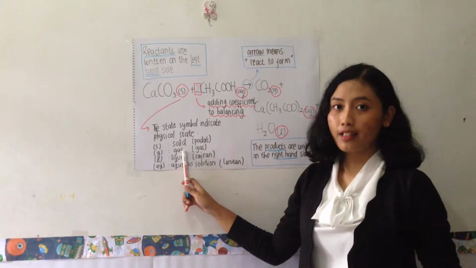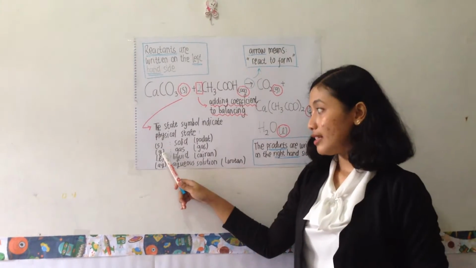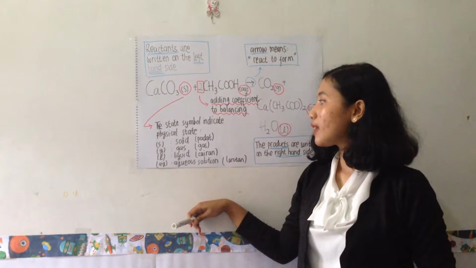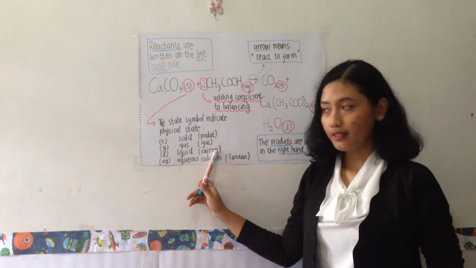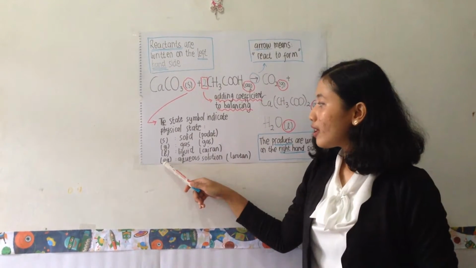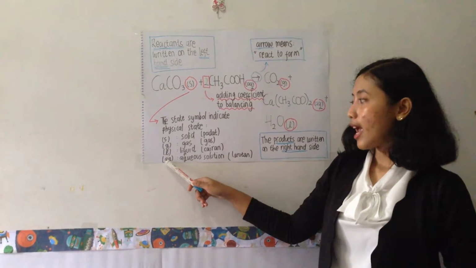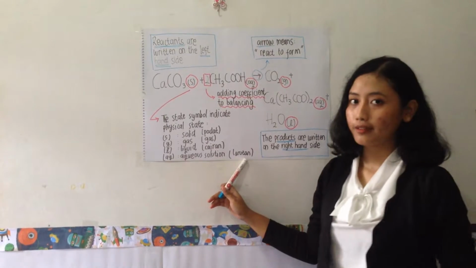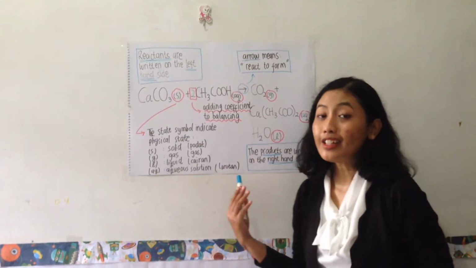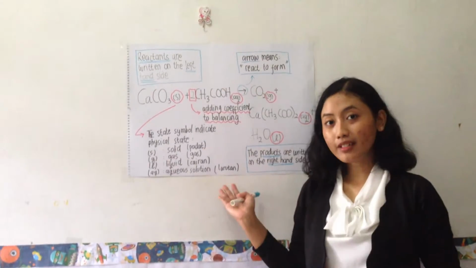S for solid atau padat, and then G for gas, and then L for liquid atau cairan, and then the last we have AQ. AQ is solution untuk larutan. Is it clear? Do you have any questions about it?